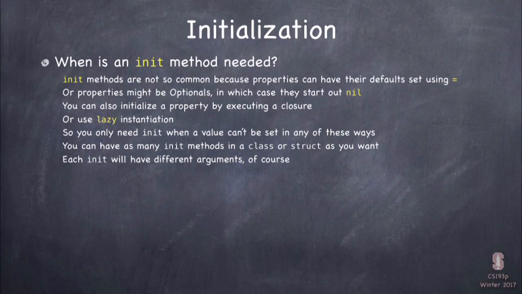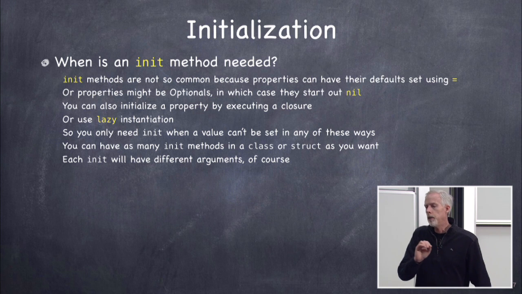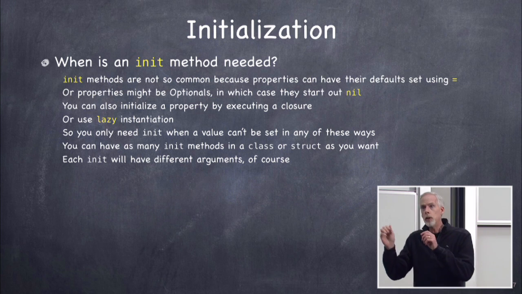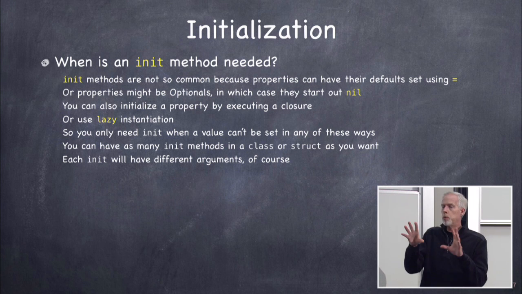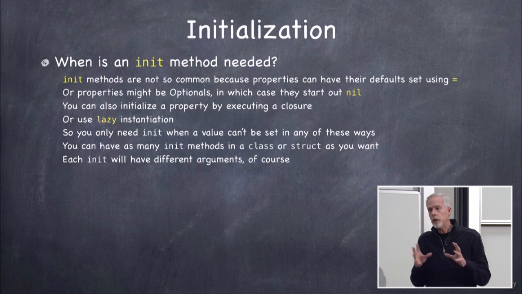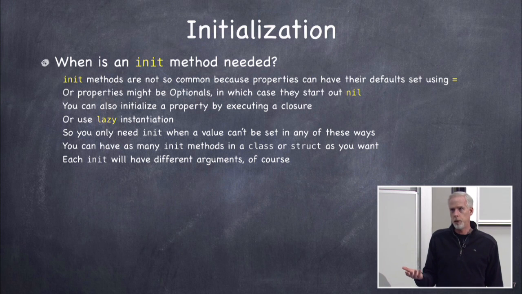All right, initialization. Initialization is very complicated. You're going to have to read the reading assignment on it eventually. I'm going to give you the really fast highlights of it. Init methods, again, we can have them on classes or structs. They are used to initialize any of the properties that we didn't initialize with equals or using lazy, or that were not optionals. All those are taken care of, and if there's one or more left, then we need an initializer to initialize it.